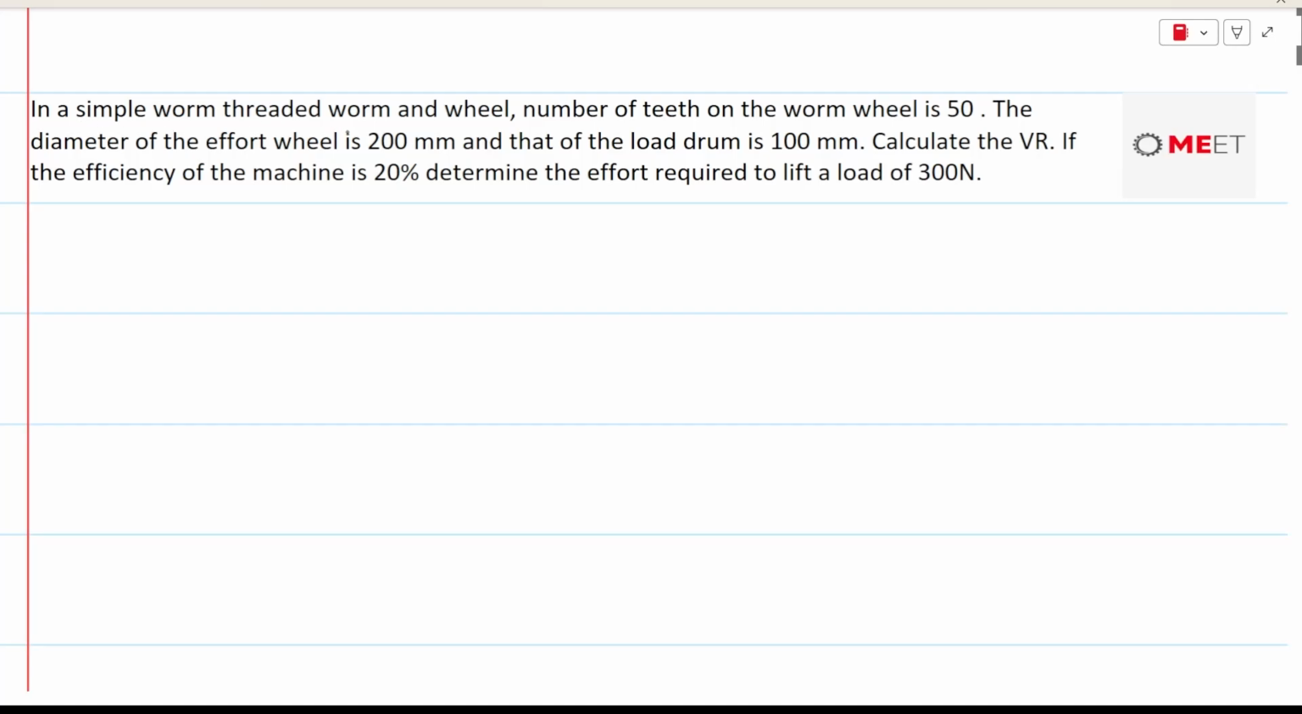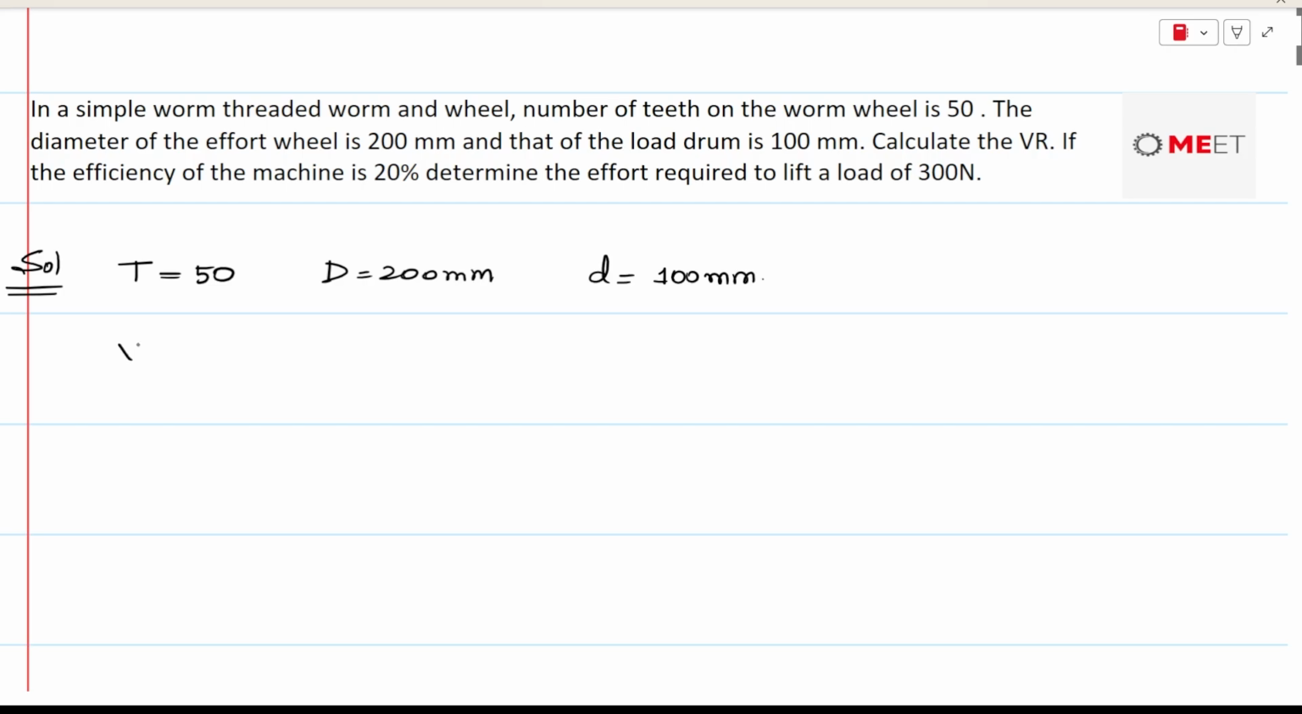In a simple threaded worm wheel, the number of teeth on the worm wheel is 50. Number of teeth, given by capital T, is equal to 50. The diameter of the effort wheel, that is the bigger one, is capital D, which is 200 mm, and that of the load drum, where a large amount of force is being imposed, is 100 mm.